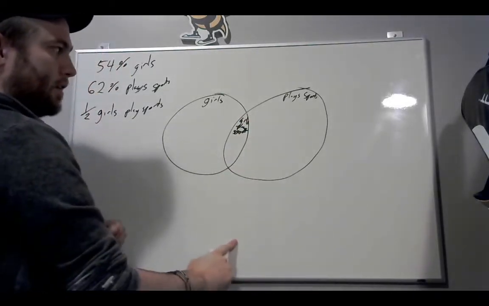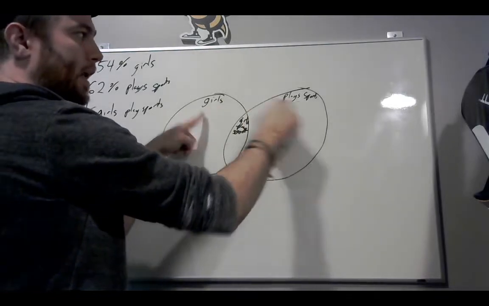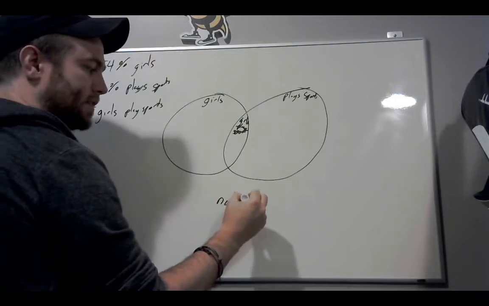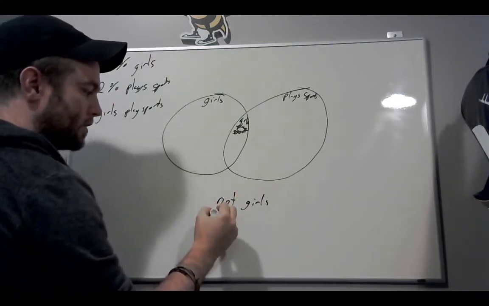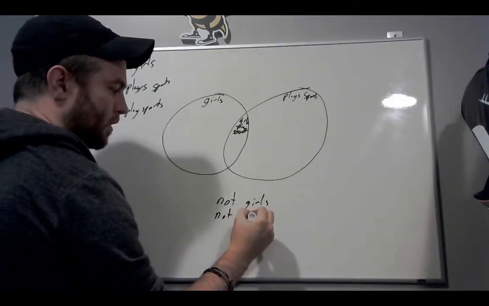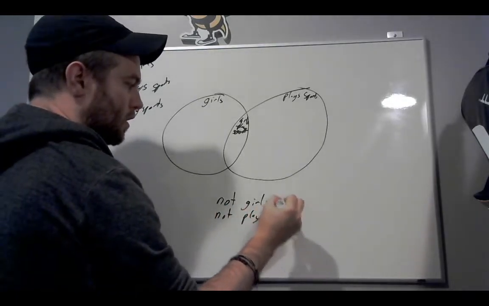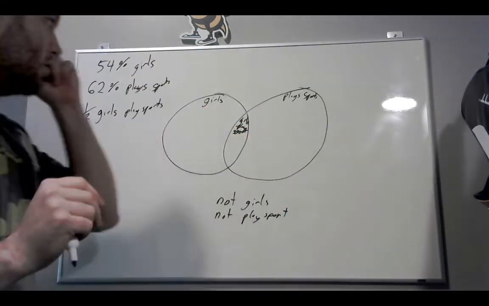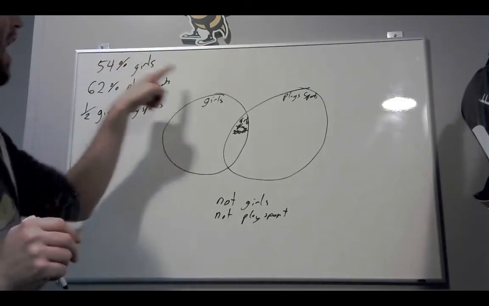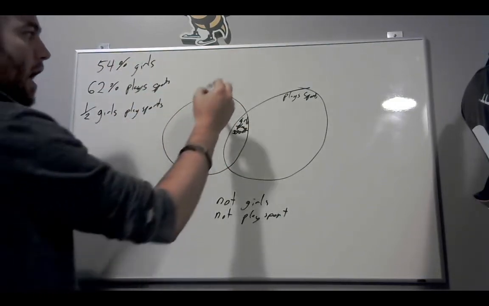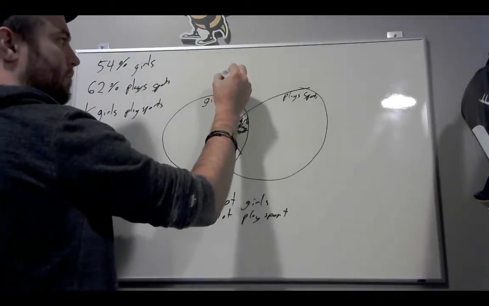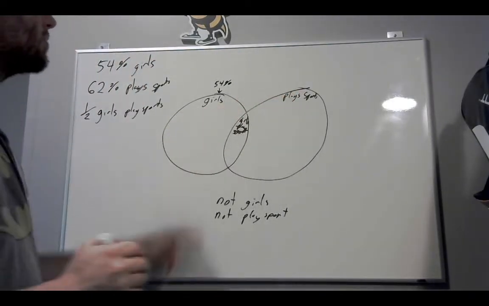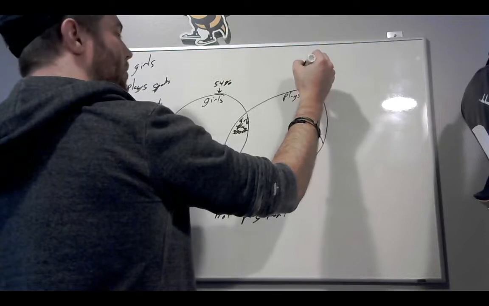So our outside is both outside of girls and outside of play sports. What that means is it's going to be a subspace that is not girls and not play sports. So this is the combination of both. This is the combination of neither. We know that this entire circle right here is 54%. For play sports, this entire circle is going to be 62%.